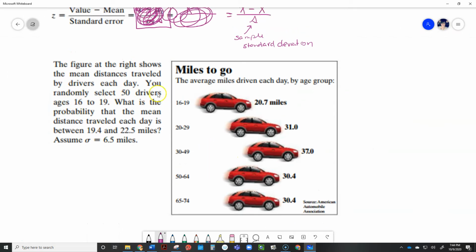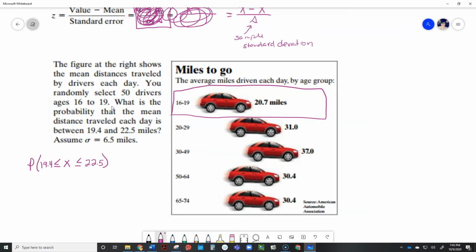It says you randomly select 50 drivers from this. So they're asking us to only consider this. Okay. What is the probability that the mean distance traveled each day will be between 19.4 and 22.5? Find the probability that my X value of my sample is between 19.4 and 22.5. Okay, that should tell you exactly what you're going to do.